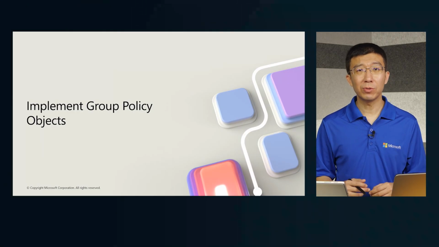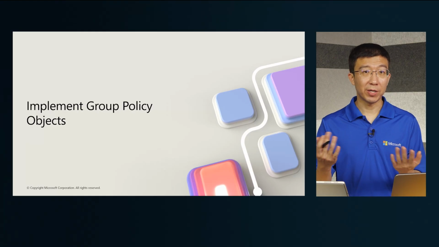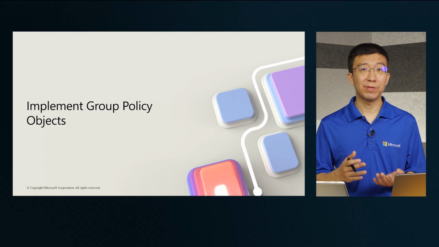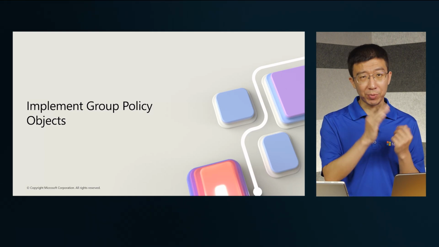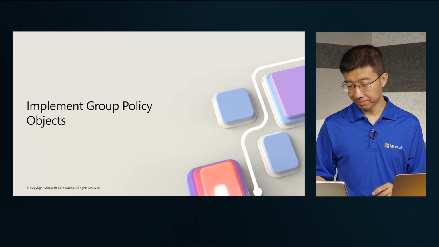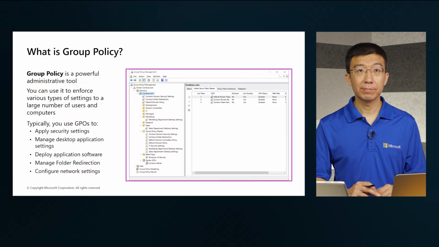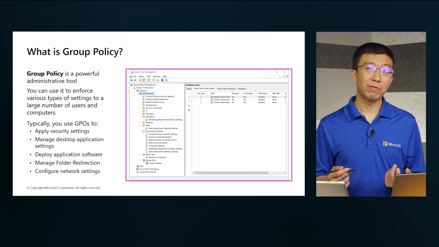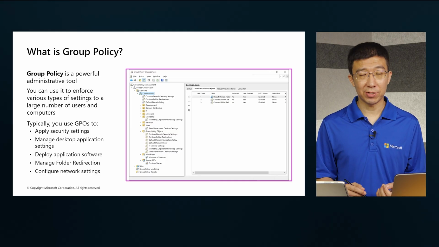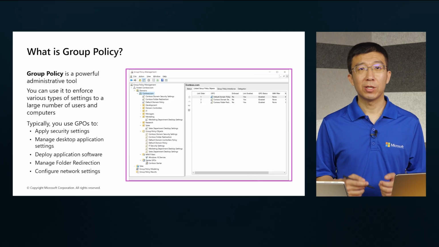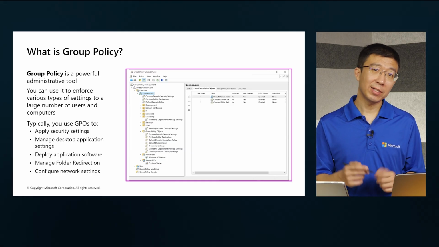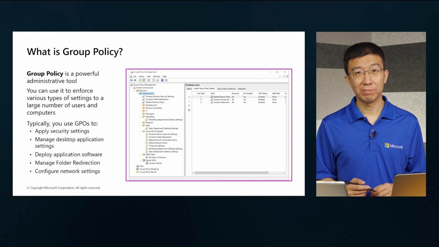Now, let's move on to Group Policy Objects, or GPOs. GPOs are essential for centralized management of settings across users and computers in your organization. Group policy is a powerful tool for enforcing settings across your organization. You can use GPOs to apply security settings, manage applications, deploy software, redirect folders, and configure network settings.